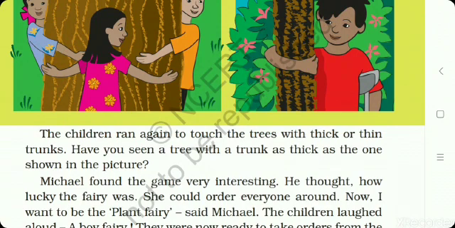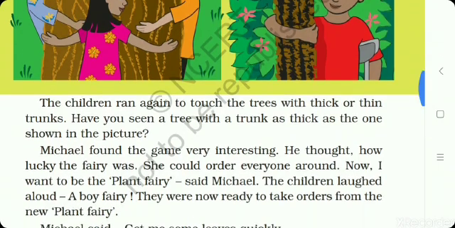So, the game had started again, and now Didi asked the children to touch a tree with thin or thick trunk. Children, can you name some trees with thick or thin trunks? Not the banyan or coconut tree, I have already told you that banyan has a thick trunk and coconut has a thin trunk compared to the banyan tree. Give me some more examples. Okay, let's find out first, then you can tell me in class.